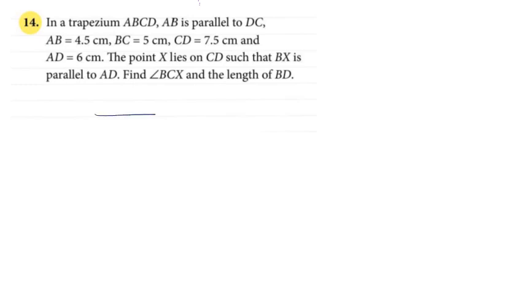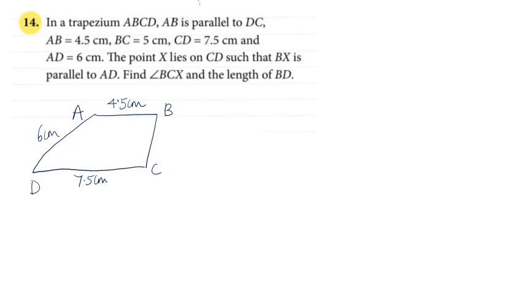Right, so let's have AB first. So AB is 4.5 cm. And BC is 5 cm. Okay, 5 cm must be slightly longer than 4.5. Even though we say it doesn't have to be very accurate, it can't be too inaccurate either. CD is 7.5, so it has to be much longer. AD is 6 centimeters. Okay, so the diagram is fine.